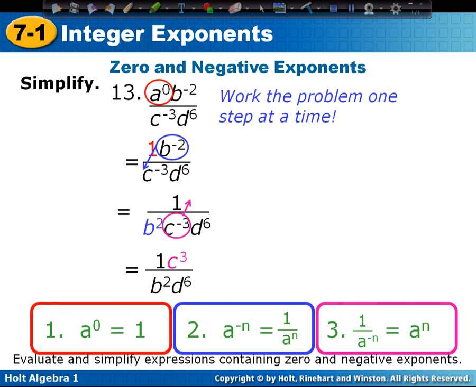And you don't actually need that 1 anymore since you have something else on top. So you could write that as c to the third over b to the second, d to the 6th. Take a minute, make sure you have all of that written down.